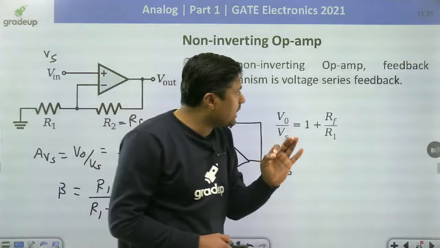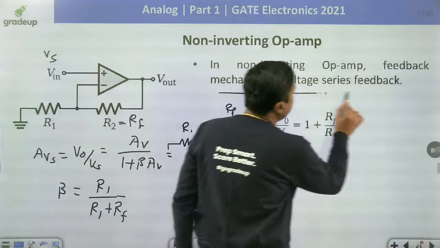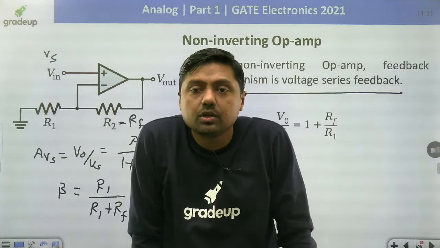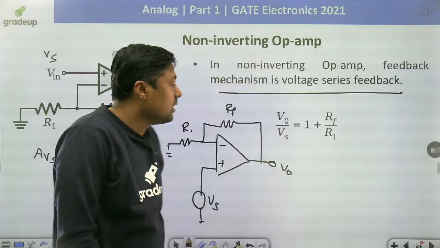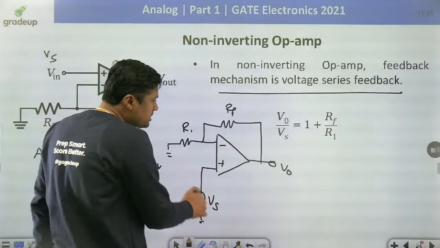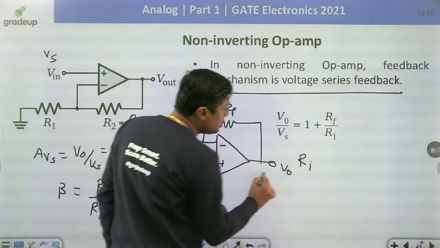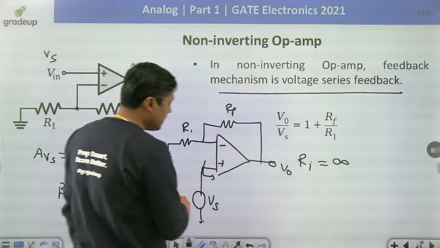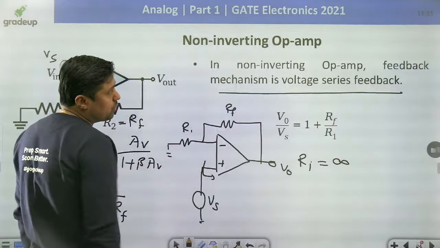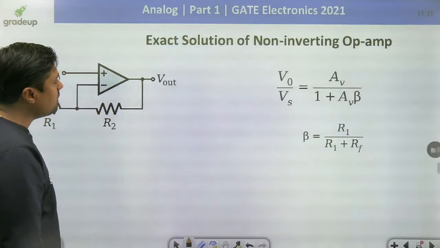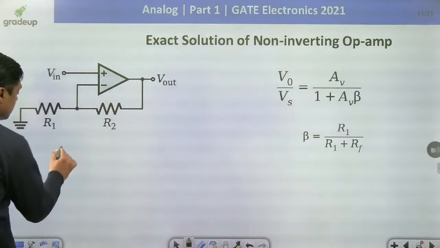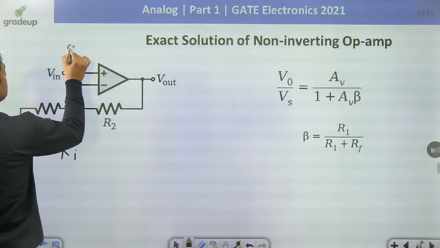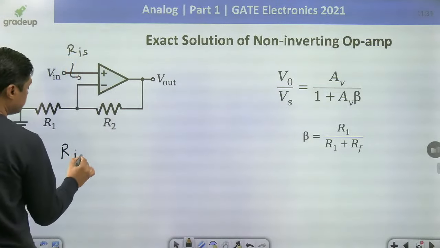The feedback mechanism is what? Voltage series feedback. If the input resistance and output resistance are given, then always remember the ideal condition: the input resistance seen by the Vs is infinity. The current entering the operational amplifier is 0.